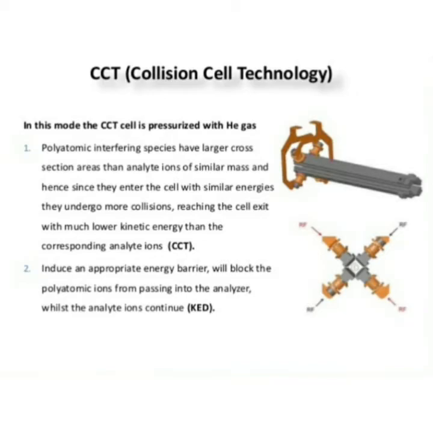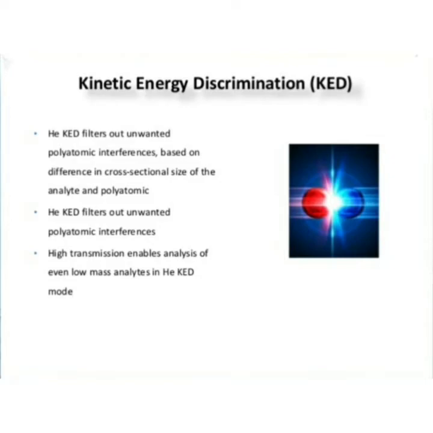Second, an appropriate energy barrier will block the polyatomic ions from passing into the analyzer, which lets the analyte ions be counted. This is KED mode. Another is kinetic energy discrimination. Helium KED filters out unwanted polyatomic interference based on the difference in cross-sectional size of the analytes and polyatomics. High transmission enables analysis of even low mass analytes in helium KED mode.